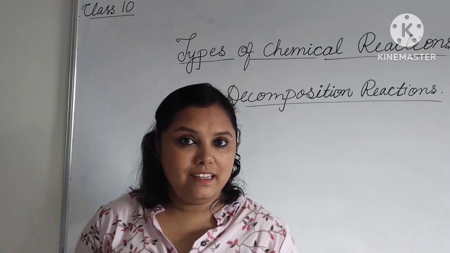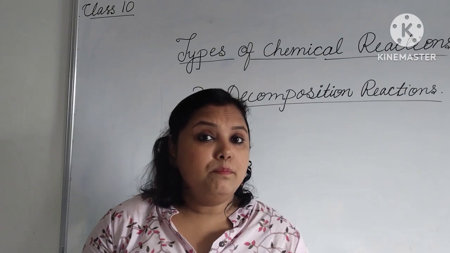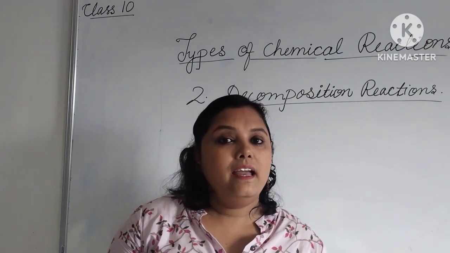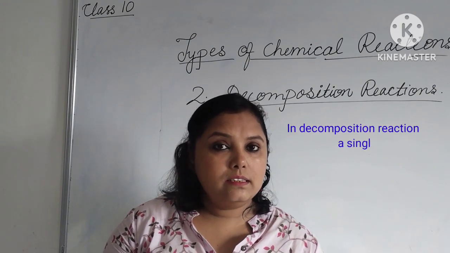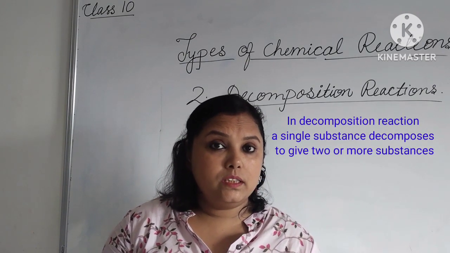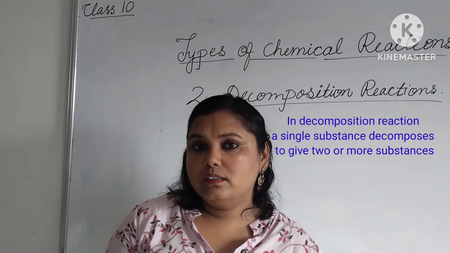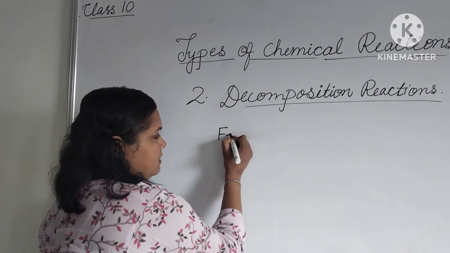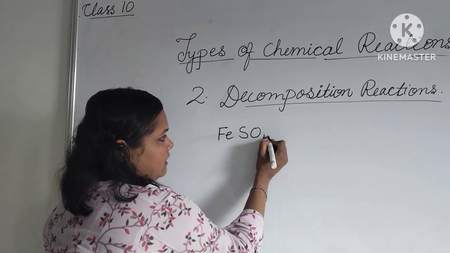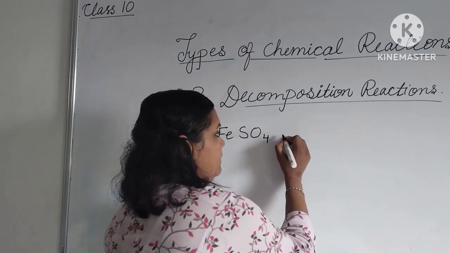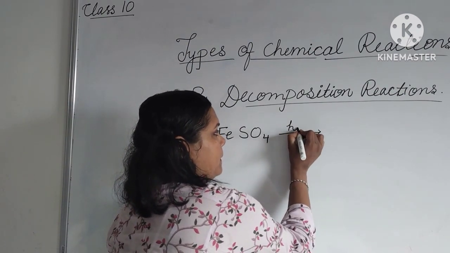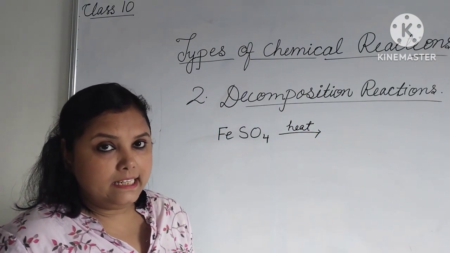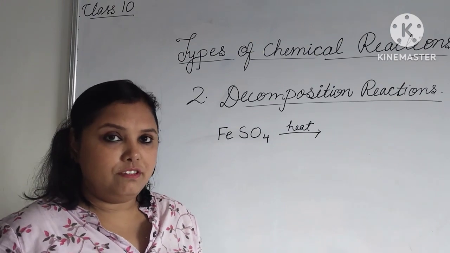Now let us see what are decomposition reaction. Decomposition reactions are opposite of combination reaction. In decomposition reaction, single substance decomposes to give two or more substances. Like for example, when ferrous sulfate is heated strongly, it decomposes to ferric oxide, sulfur dioxide and sulfur trioxide.